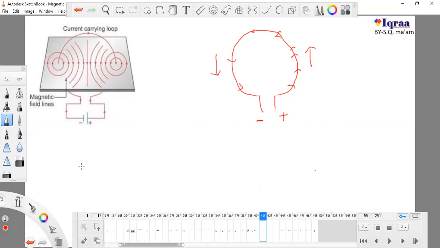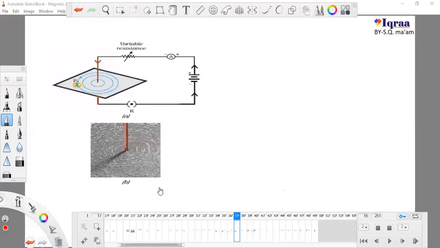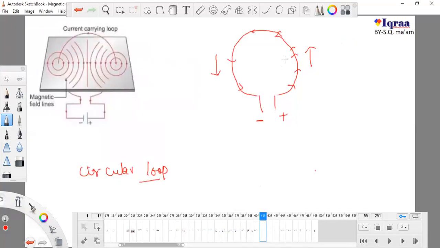I'm using a circular loop. Before this, it was a straight conductor. First of all, we studied the bar magnet and its magnetic field lines. In the second case, we studied a straight conductor, and in the third case, we are going to learn about a circular loop. So this is our circular loop, and we can see how current is flowing.